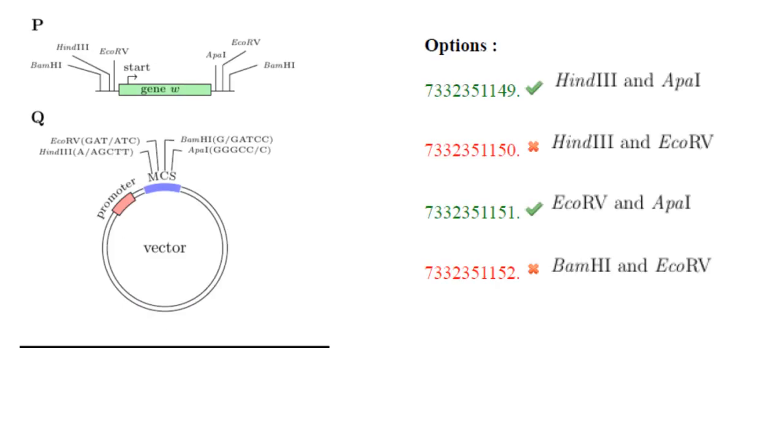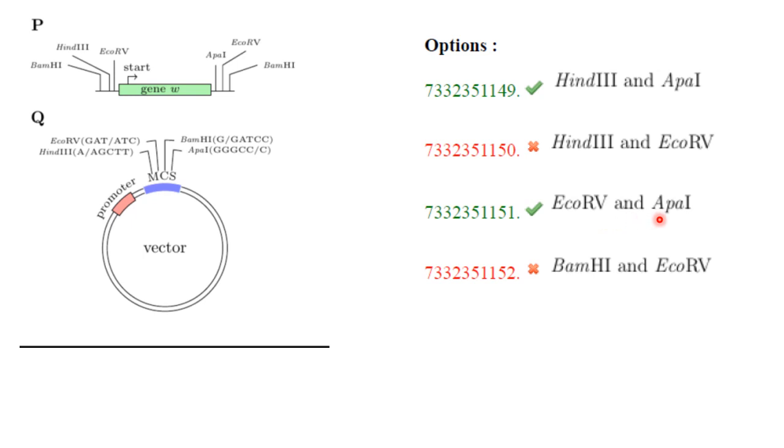So coming to the first option, that is HIN3 and APA1. HIN3 is over here, APA1 is on the other end. Similarly, in the case of the vector also, HIN3 is on the left end and APA1 is on the right end. So naturally it can be ligated to the vector. Now HIN3 and EcoR5. HIN3 and EcoR5 occur on the same left hand side on the vector. But in the case of the gene of interest, you can find HIN3 site here, an EcoR5 site here, as well as an EcoR5 site here. So it cannot be used for ligating.